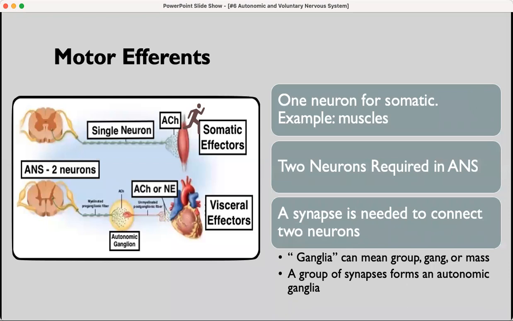So again, I'll include a slide that shows you the specific words. So you have one neuron for the somatic, for example muscles. You have two neurons required in the autonomic nervous system, both the sympathetic and parasympathetic arm. And a synapse is needed to connect the two neurons. And then a little note here to remind you again that ganglion or ganglia can mean a group, a gang, or a mass. So a group of synapses forms an autonomic ganglion.